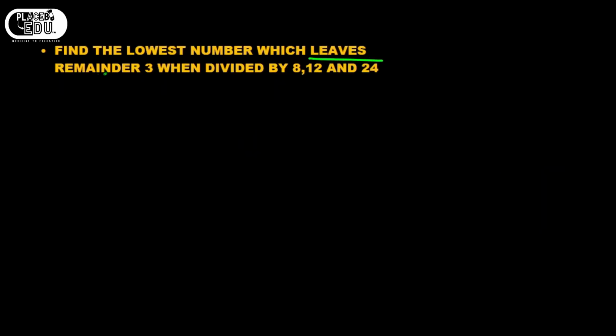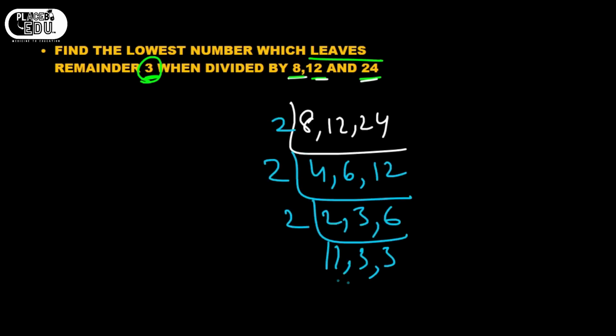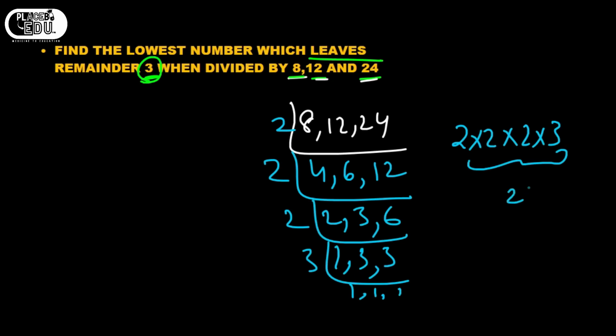Find the lowest number which leaves a remainder 3 when divided by 8, 12 and 24. This is the same as the previous question, but the remainder is 3. First we find the exact number which will be divided by 8, 12 and 24. For that I have to find the LCM. 8 3s are 24. 24 is the LCM, but it should leave the remainder 3. So we have to add 3 to the answer. So the answer is 27.